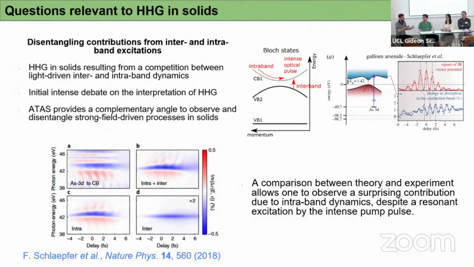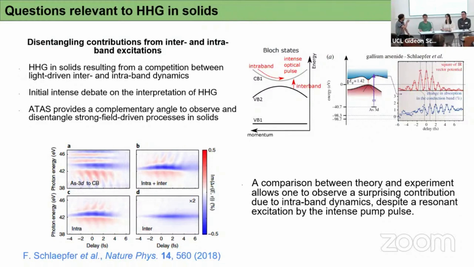Now, we've heard before, and also in the previous tutorial, about this competition between interband and intraband dynamics. This really led to a very intense debate at the beginning of HHG in solids. Can you do something about that with Attas, for example? I'd like to point to this paper by the group of Ursula Keller in Zurich. They used gallium arsenide, and they excited it with a pump pulse that was tuned to the gap. Therefore, you would expect that the main contribution here is interband dynamics, right? You are tuned to the resonance.